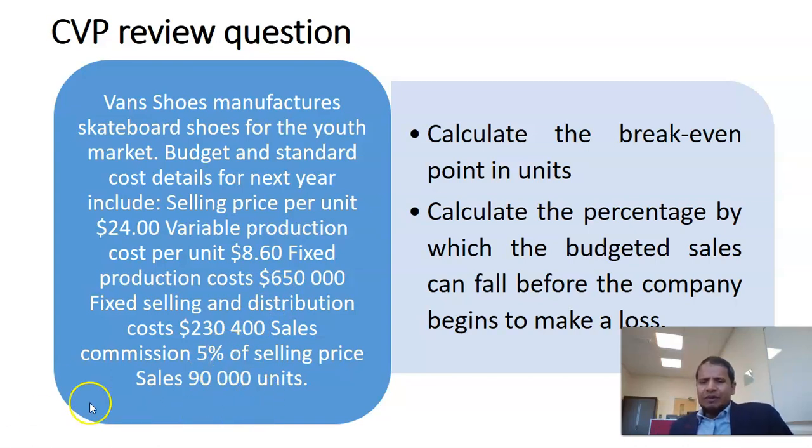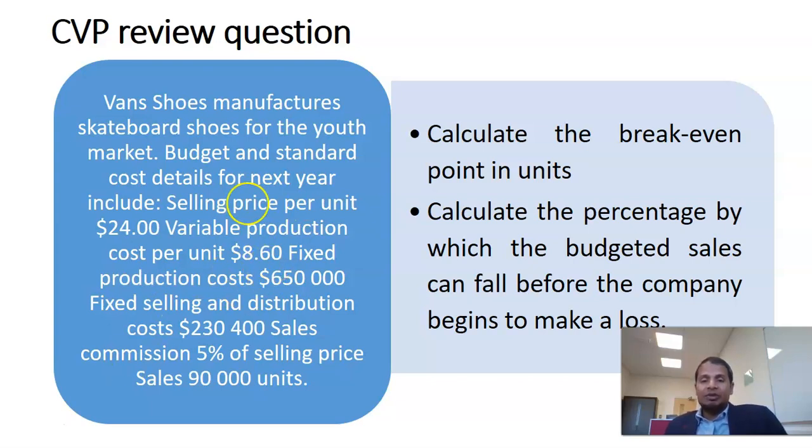All right, and sales commission 5% of selling price. Okay, so 5% of selling price is how much? And this is also variable cost. Okay, sales commission is also variable cost. So 5% of 24 is what is to be added with this. That would be your variable cost per unit. All right, and now you should be able to solve it.